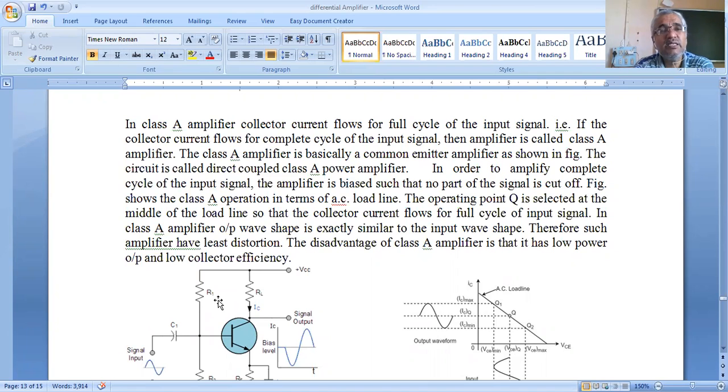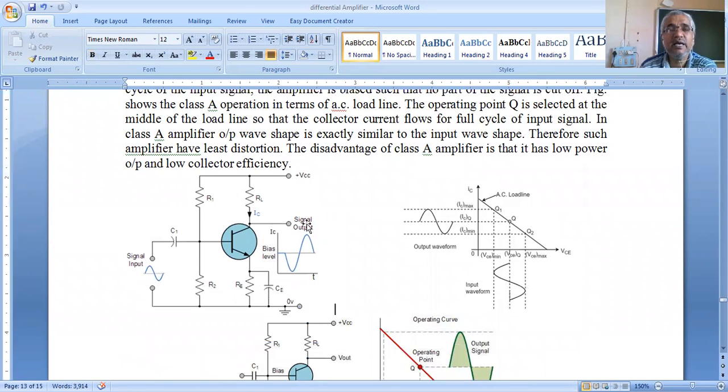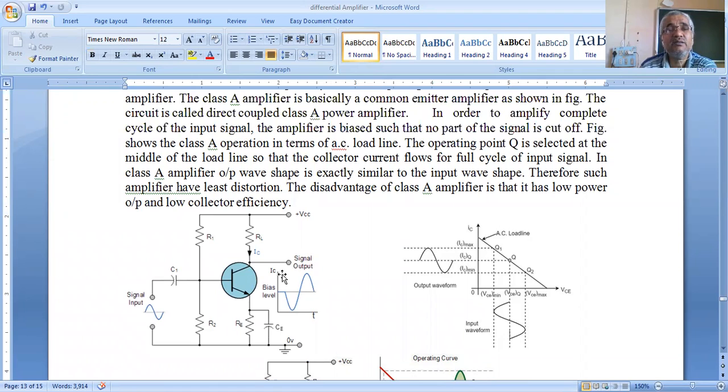This circuit is also called a direct coupled class A power amplifier because here no coupling capacitor is used. See in this diagram, you cannot see a capacitor, whereas we had taken it in the earlier diagram. So this amplifier is called the direct coupled class A power amplifier, meaning no coupling capacitor is used.